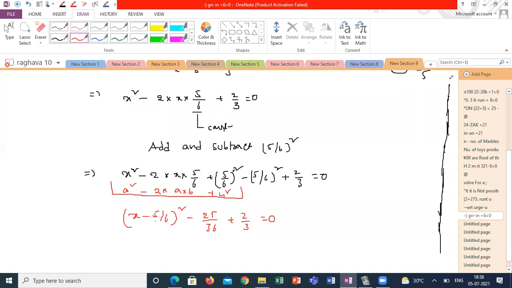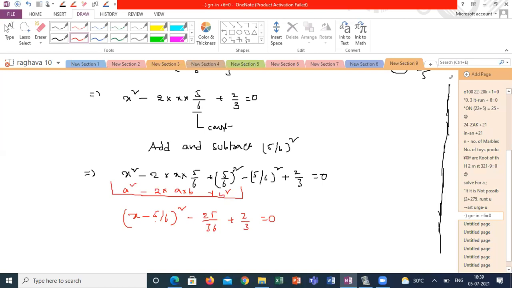Sir, can you explain the steps once more? Okay, sir. All the questions have the same procedure. First, make the x² coefficient 1. Second step, multiply and divide the x term with 2. Whatever constant you get in the middle term, square it, then subtract and add the same number. Suppose I am getting 5/6 here, then (5/6)² is added and subtracted. So the first three terms will form the perfect square.